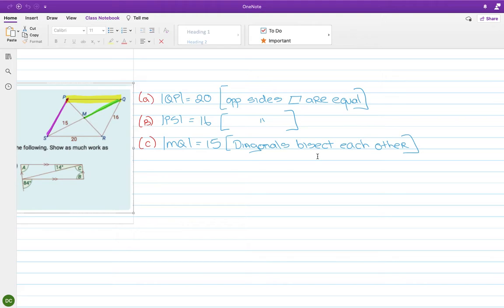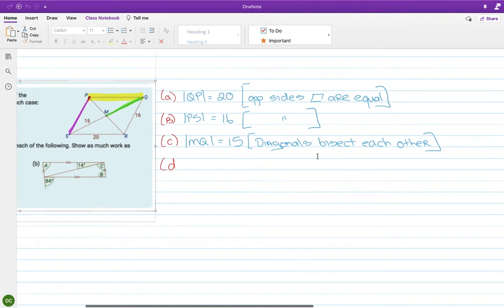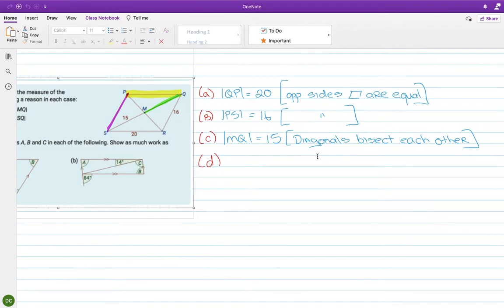Okay, and the last one, SQ. So SQ is this whole line. So if MQ is 15 and SM is 15, then SQ has to be 30. And the reason is the same, because I knew MQ was 15, so the reason is the same. Last one's a bit weird.